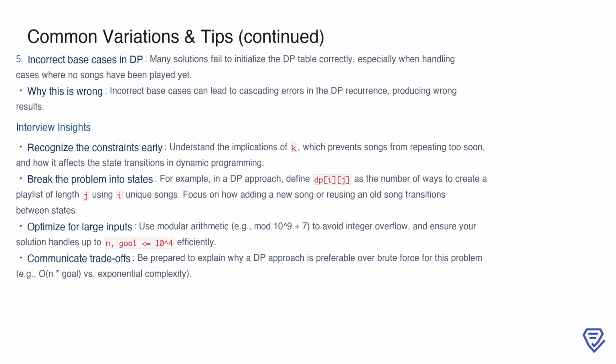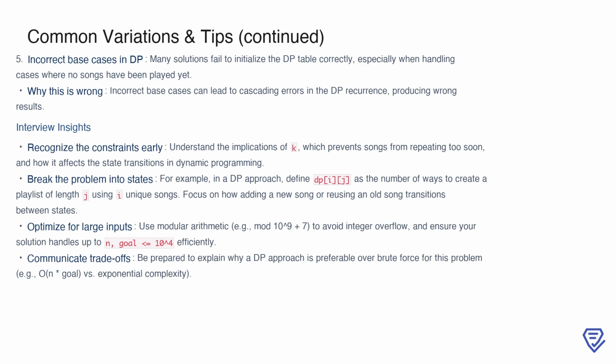When solving this problem in an interview, it's essential to recognize the constraints early. Specifically, the K constraint, which prevents songs from repeating too soon, heavily influences how states transition in your dynamic programming approach. Structuring the problem into states can help simplify it. For instance, you can define dp[i][j] as the number of ways to create a playlist of length j using i unique songs. Understanding how to transition between states by adding a new song or reusing an existing one is key to solving this efficiently.